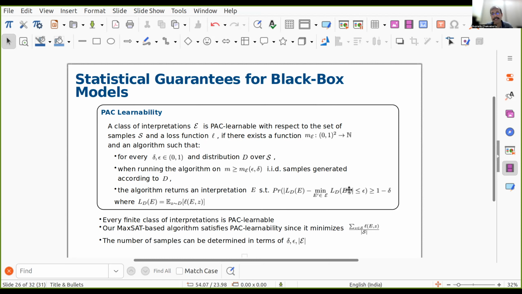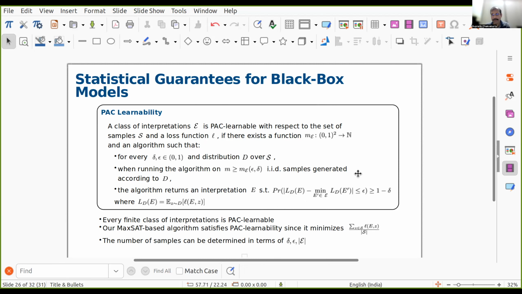So the probability that the difference between the loss of what you got, evaluated over the entire sample space distributed according to D, and the best interpretation that you could have gotten, its loss evaluated over the entire sample space, the probability that this difference is less than or equal to epsilon is very high.